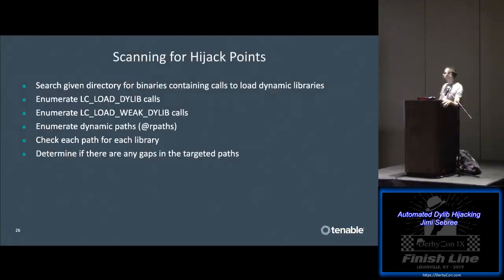To scan for these, as we did manually a second ago, we'll search a given directory for any binary that happens to have LC_LOAD_DYLIB commands. So if you're loading a dynamic library, you'll then parse all of the RPaths and check those paths to see if your library exists. If it exists in the first path that's searched, just move on. If it exists in the second path that's searched, well, you know you have a gap in that, so you'll just flag it and report back, and you'll drop a library in there later.